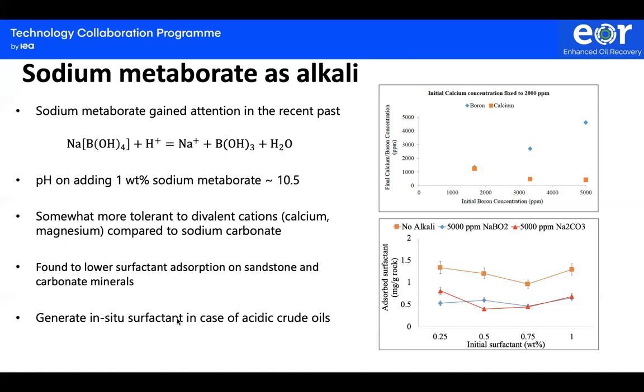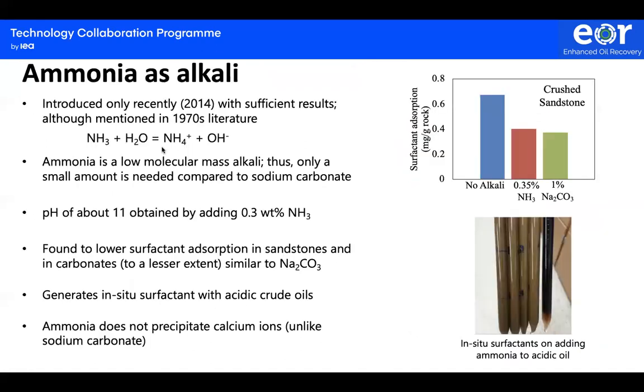And also sodium metabolite can generate in situ soap with acidic crude oils. Then ammonia is also an alkali that we studied recently, and one of the advantages of ammonia is that it gives you a high pH with a small amount of alkali needed, and that is because ammonia has a low molecular weight compared to sodium carbonate. So you need a smaller amount of ammonia.